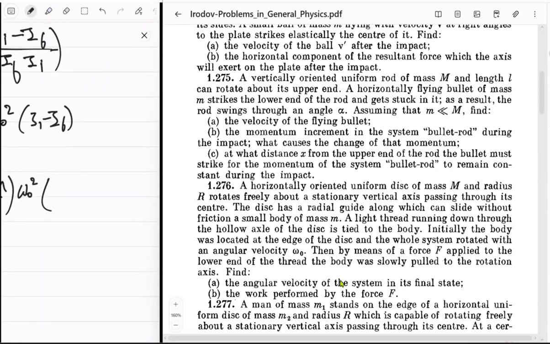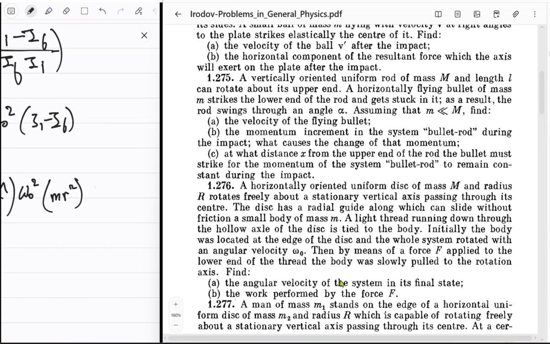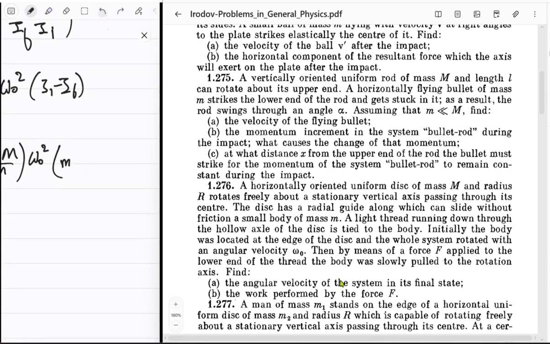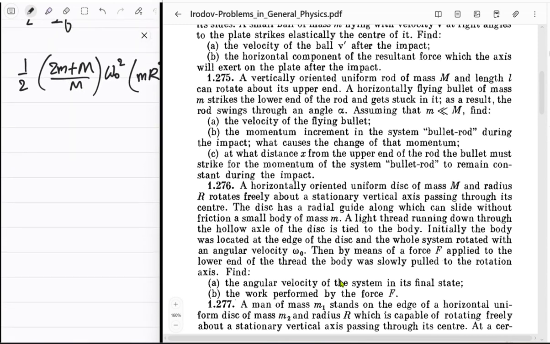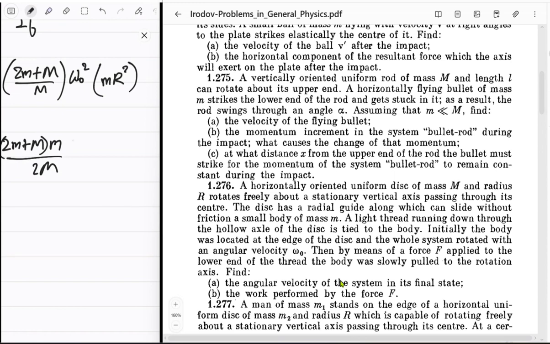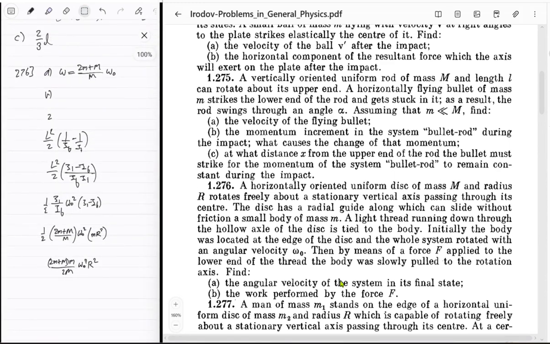Okay, it's going to be m r squared. That is the change, capital R squared. Yep, that should do it. So what is this going to be? This is like (2m plus capital M) times small m upon 2 capital M times omega naught squared r squared. This is the work done. Next question.